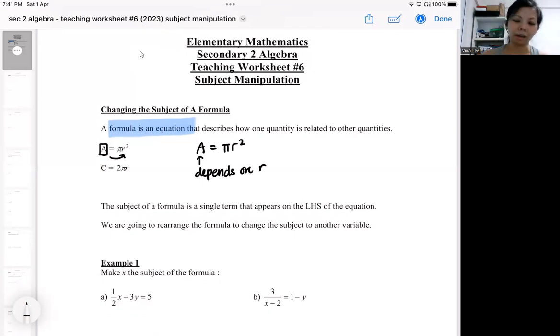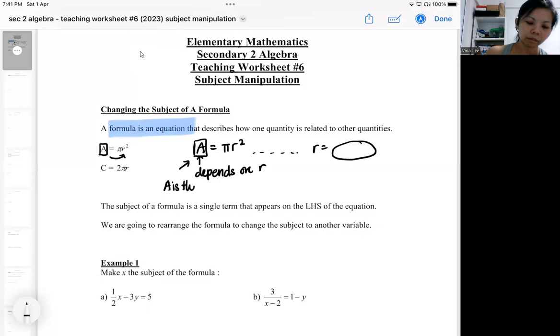So in this case, A is the subject. It's the main person. A depends on R, so A is the subject of the equation. Now I can go for some manipulation. I can switch R to be the subject. That is called subject manipulation. We manipulate A out. Here, A is the subject, but when we want R to be the subject, we change it to R being the subject.